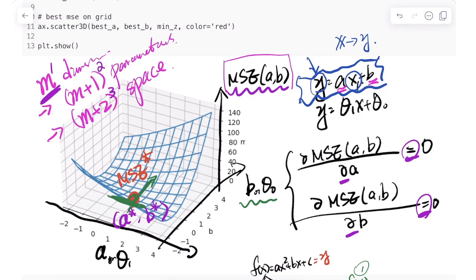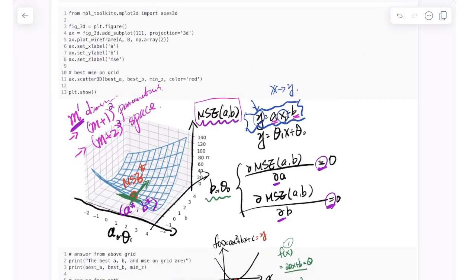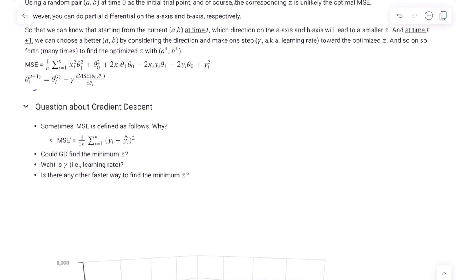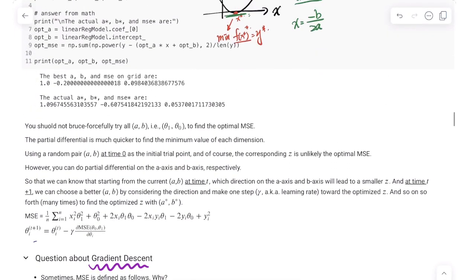So most of the time, we don't use partial differentiation to figure out the exact value of A and B, and what is the minimum value of MSE. It is doable, but we don't do so because it is too complex. The computation will be quite large to do such kind of things. So in most machine learning and data mining algorithms, we use another approach called gradient descent to figure out what is the value of MSE star and A star, B star.